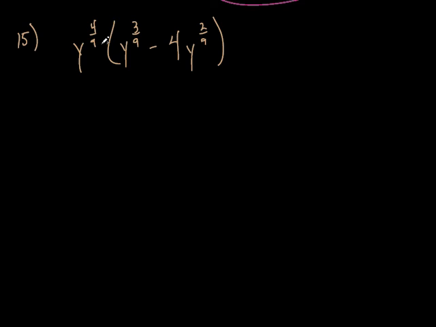Let's do this one. This is just the distributive property, isn't it? So let's distribute. Boom, boom, right here. So multiply these together, keep the base the same. When you're multiplying with the same base, you keep the base the same, you add the exponents. So 4/9 plus 3/9 is 7/9. Easy. Let's multiply the last together. Well, I got a 4 out in front, so I got to put the 4 there. Now I got the y, so I keep the base the same, and I add the exponents. 4/9 plus 2/9 is 6/9.